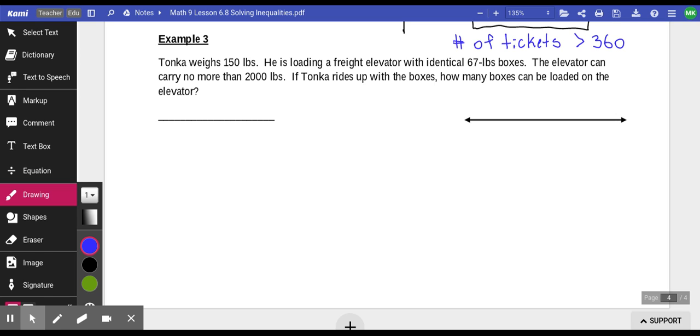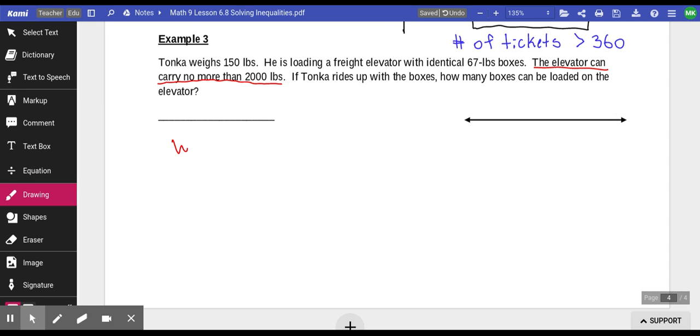Okay, to build the equation, it says Tonka weighs 150 pounds. He's loading a freight elevator with identical 67-pound boxes. The elevator can carry no more than 2,000 pounds. If Tonka rides up with the boxes, how many boxes can be loaded on the elevator? Somewhere in here we got a restriction. The restriction was the elevator can carry no more than 2,000 pounds.